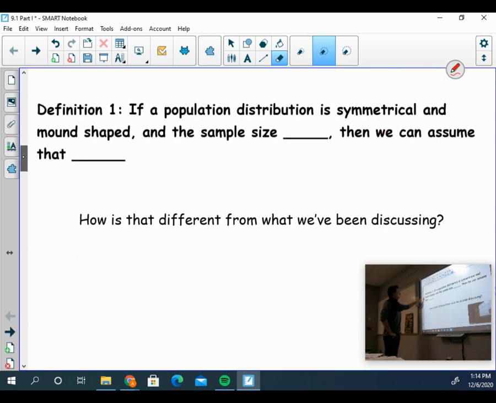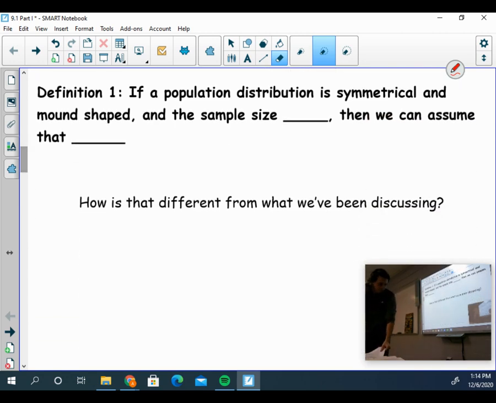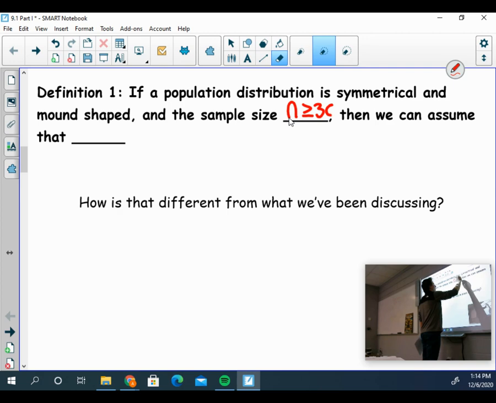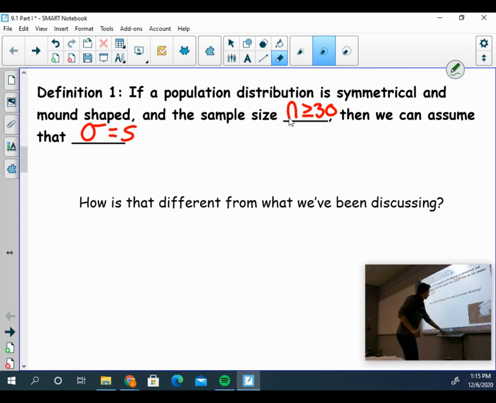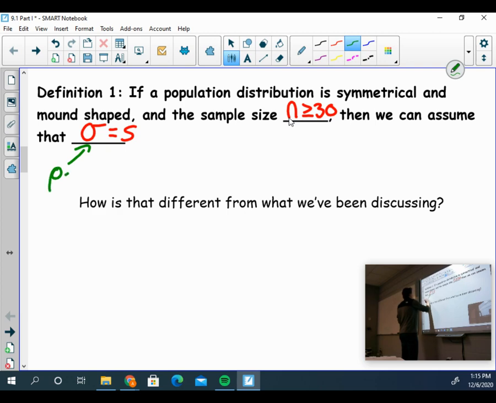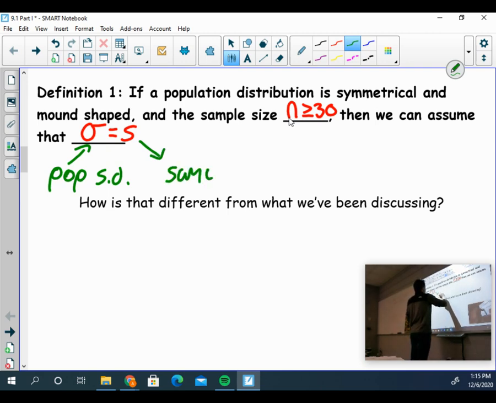So let's first look at a definition. It'll seem a little out of sorts, out of context, but as we go through the lesson, it'll make more sense. So our first definition: if a population distribution is symmetrical and mound-shaped, and the sample size is greater than or equal to 30, then we can assume that sigma equals S. And remember, sigma is our population standard deviation, and S is our sample standard deviation.